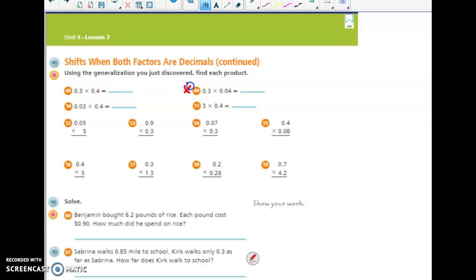Let's just do number 49 for kicks. Try that one very quickly. So 3 times 4 is 12. 1 decimal place, 2 decimal places. Uh-oh, if I put it right here, it's going to only have 2 decimal places, so I have to add a 0. So it's 0.012, 0.012. Okay? All right, let's have you try number 55.